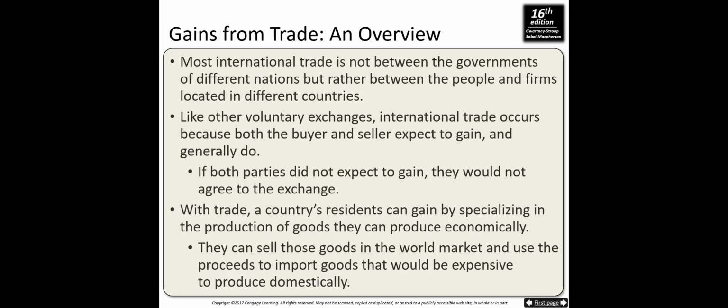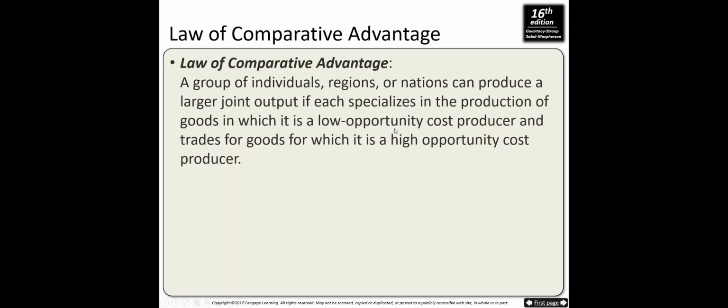With trade, a country's residents can gain by specializing in the production of goods that they can produce economically. So the domestic producers will focus on the production that they can produce economically, and they can sell these goods in the world market and use the proceeds to import goods that would be expensive to produce domestically. So the key point in understanding the gains from trade is the law of comparative advantage.